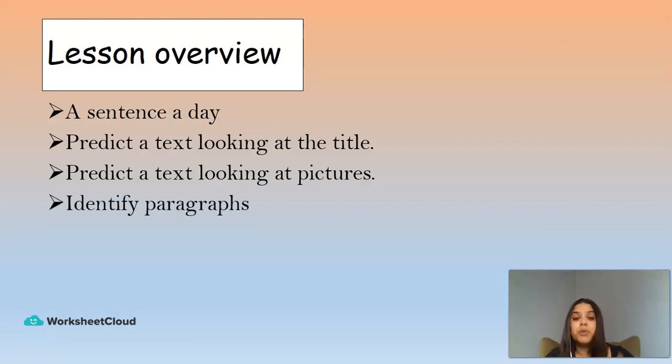And then I'm also going to want us to identify some paragraphs so that we can see how we can tell the difference between the different paragraphs, okay? And then we're going to do some reading aloud, okay? So I'll be reading and you're going to be following on the screen, but please go and read it again after the lesson is done. So that's our lesson overview for today.